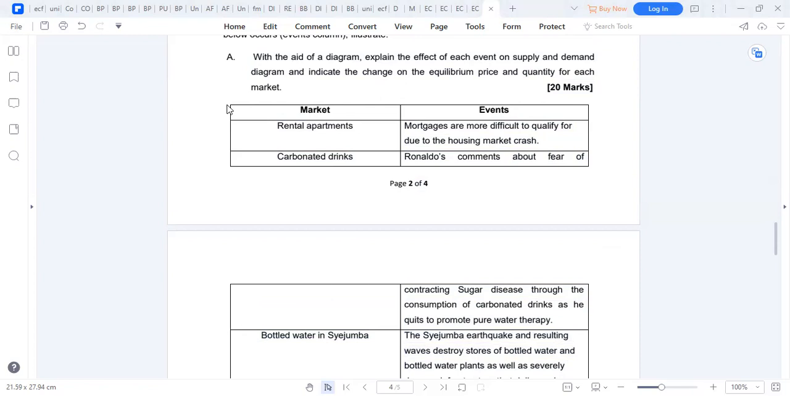So for the first part, on the rental apartments, let me just explain so that you understand. If there's an increase in demand for rental apartments, what will happen to the demand? It will shift the curve to the right, indicating a higher quantity demanded at each price level. This would result in an increased equilibrium. So graphically, it will look like this on the apartments.